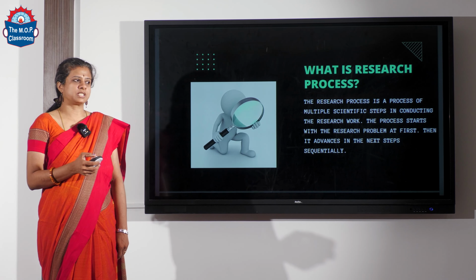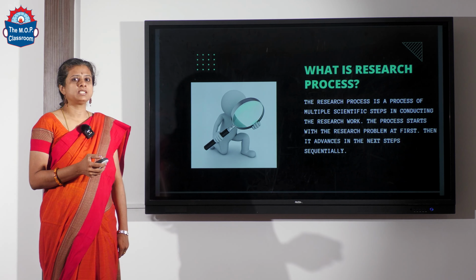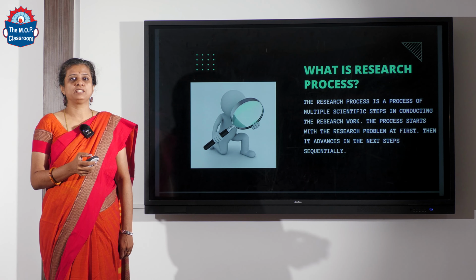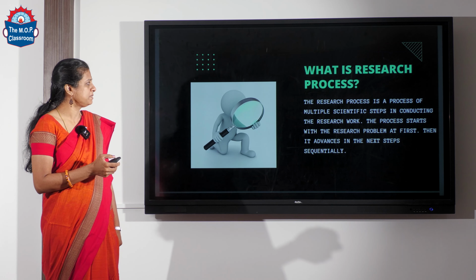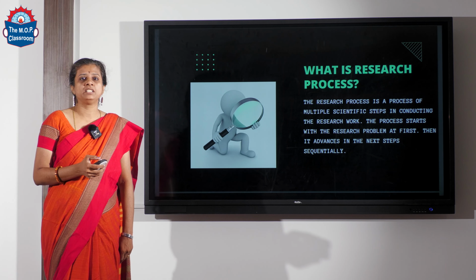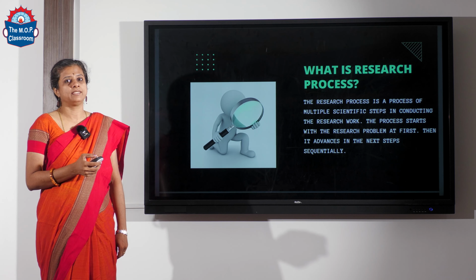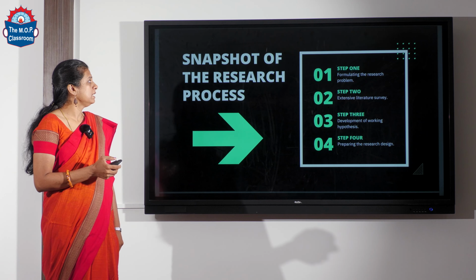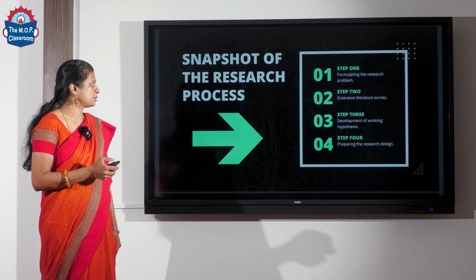Let's see what is a research process. Research process is a set of multiple scientific techniques and steps that are involved in the research work. It starts with problem identification and formulation and then moves on sequentially. Let's see the snapshot of the research process.